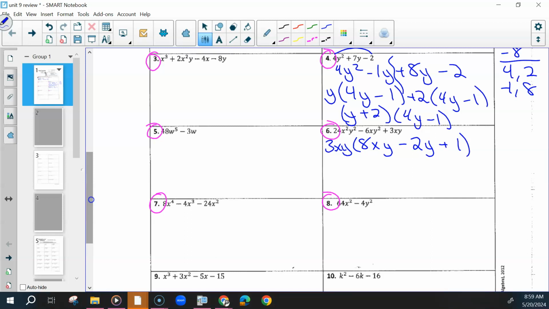Now this, what's left, is not a normal trinomial because the first term isn't squared. So I can't do anything else with this. That is as factored as that would get.